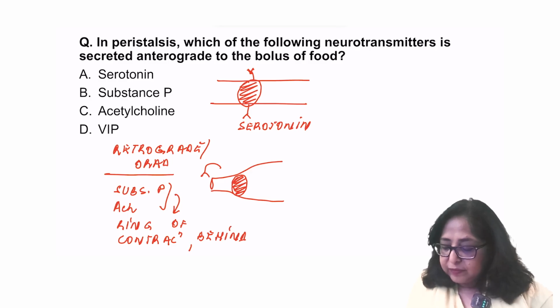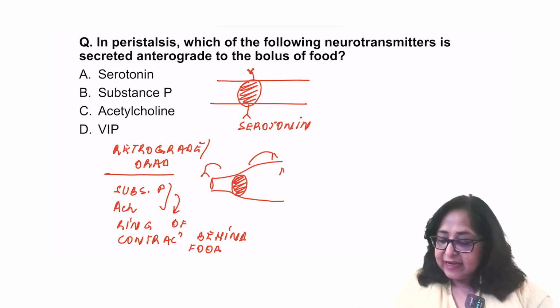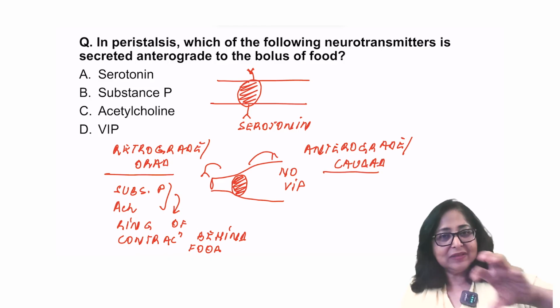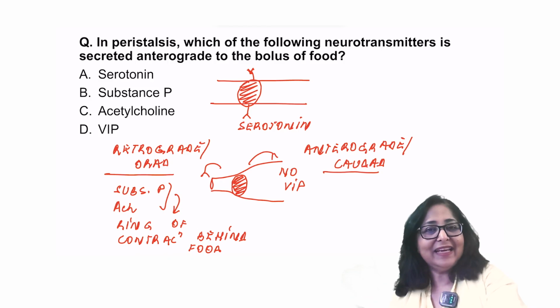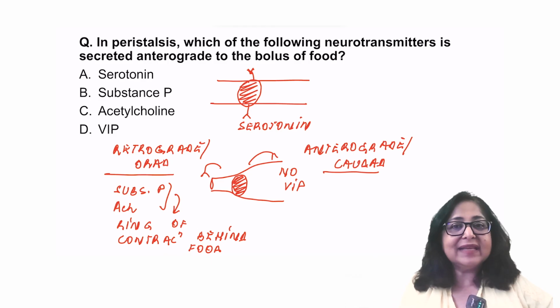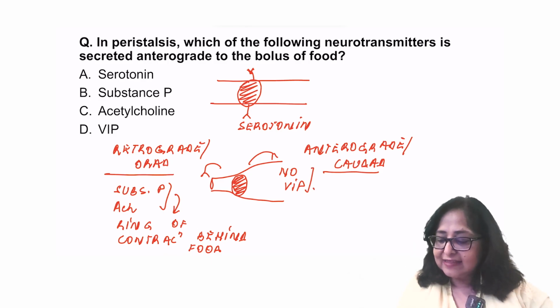And in front of the food, the local neurons will now secrete smooth muscle relaxants such as nitric oxide and VIP. This is called anterograde or caudad. What is ORAD and caudad? ORAD towards the oral cavity, caudad towards the anal orifice. So anterograde or caudad, nitric oxide and VIP, these are smooth muscle relaxants. So they produce a relaxation in front of the food.